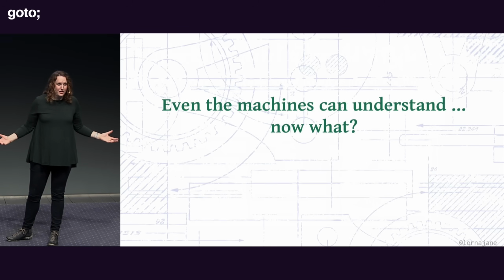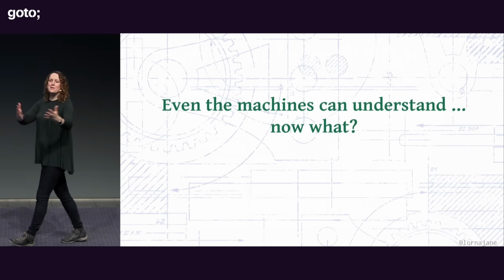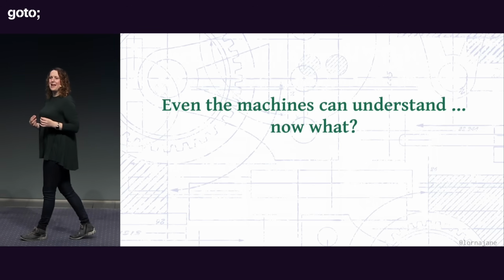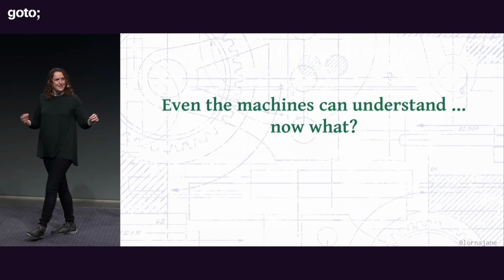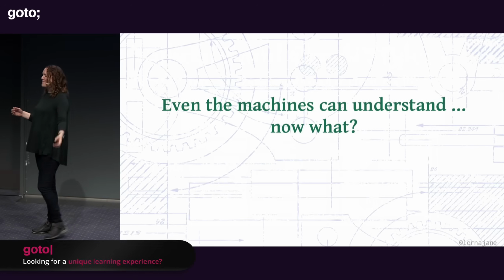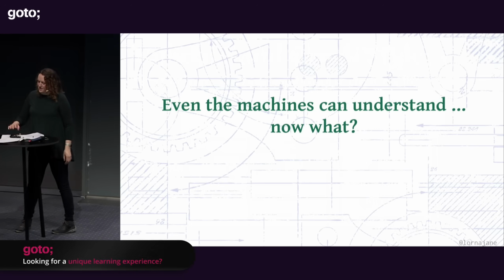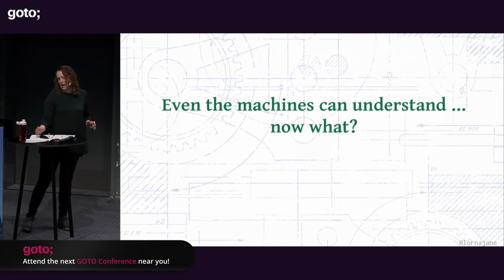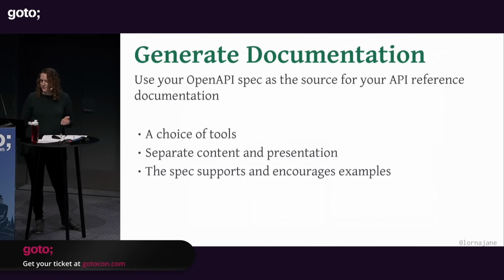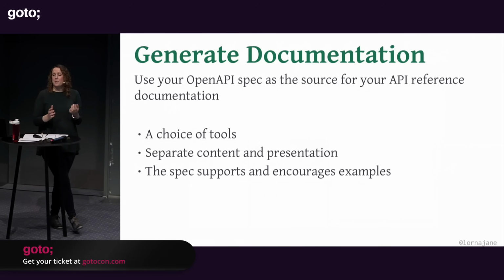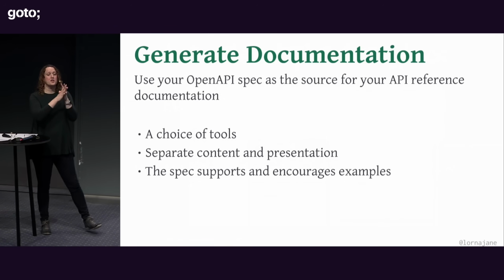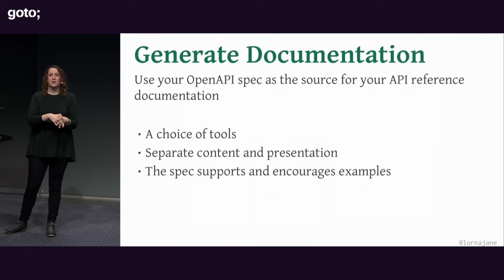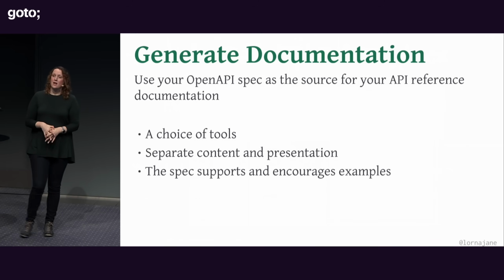So now what? What can the machines do for us? Now we've gone to all this trouble to explain our product to them. Well, we've got some options, and I'll start with the easy one, and that's documentation. Use your OpenAPI spec as the source of truth for your API reference docs.